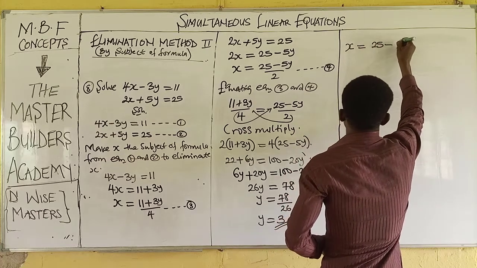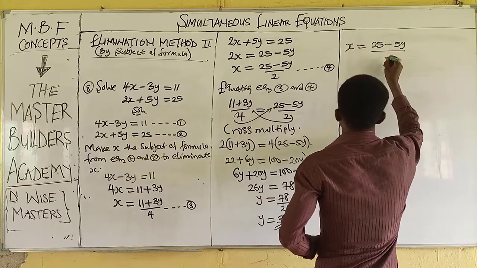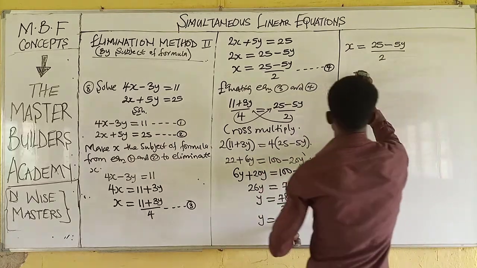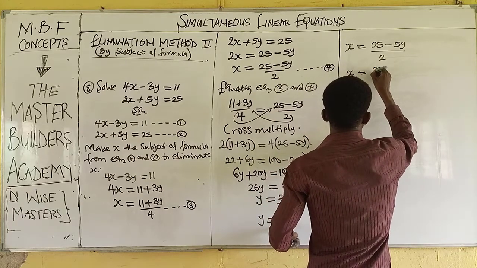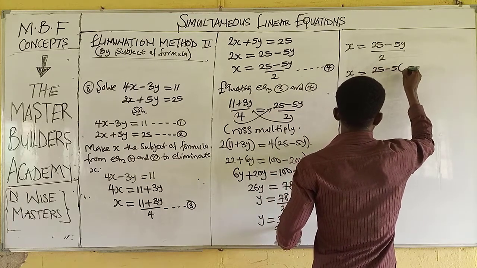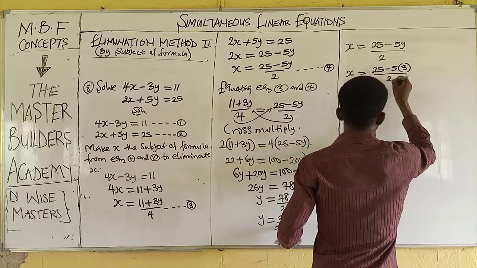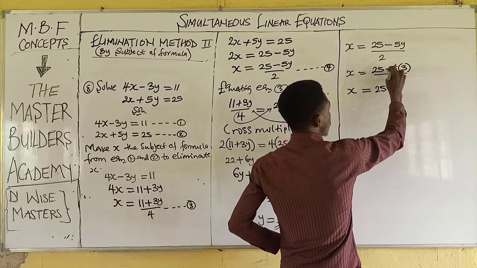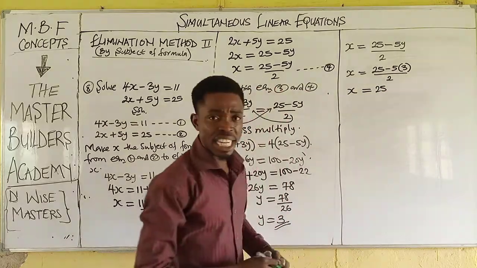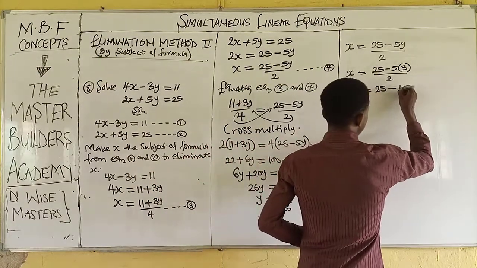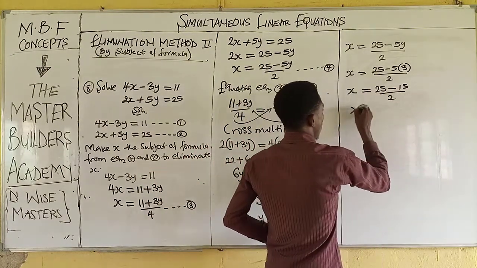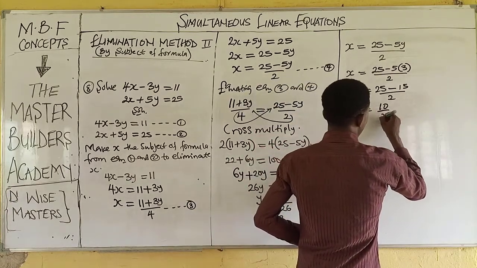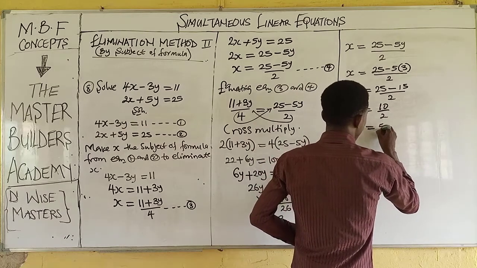So this becomes 25 minus 5y all over 2. And now, what is the value of y? We just obtained the value of y to be 3. So in place of y, we are going to replace it by 3. We have 25 minus 5 times 3 all over 2. Then this gives us x is equal to 25 minus 5 times 3, which would have given us minus 15, over 2. And guys, when we remove 15 from 25, we will have this to be 10 over 2. And 10 divided by 2 is 5.